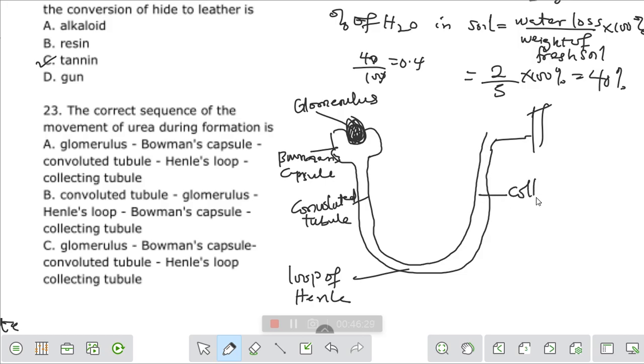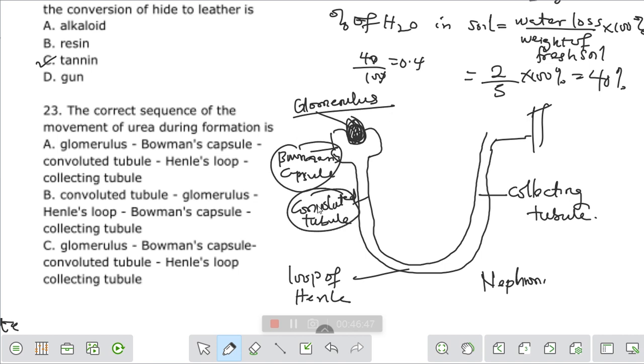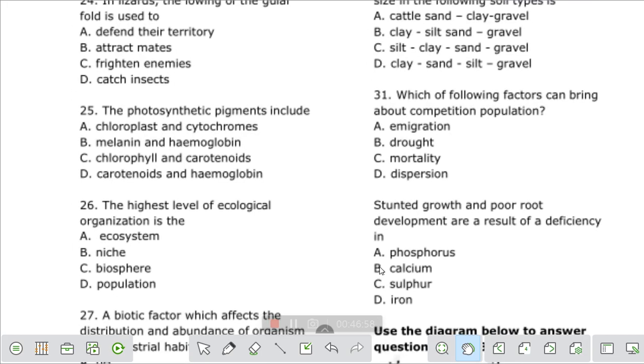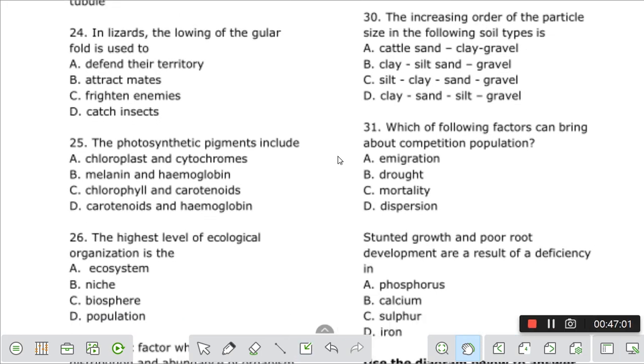So now in lizard, the lowering of the gular fold is used to... So the answer is actually when you see animals behaving somehow. I did not teach you something that we call courtship behaviors. We have different types of courtship. Even human beings do courtship. I'm not saying dating. Courtship is something that is in view of marriage, right? So just like human beings do courtship, animals also do courtship. So these are just part of the courtship behaviors.